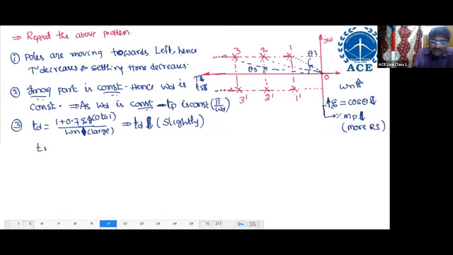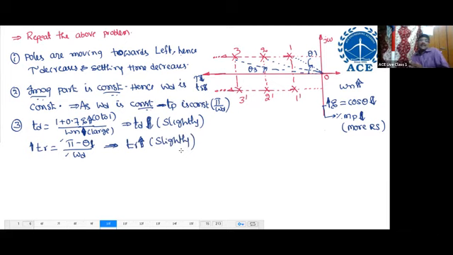Similarly, TR. What happened? TR is pi minus theta over omega D, where theta is cos inverse zeta. Pi is constant, omega D is constant, only theta varies. Theta decreases, which means TR increases. TR increases slightly, TD decreases slightly, but peak time is constant for all.